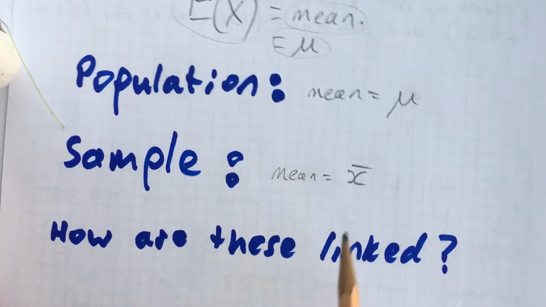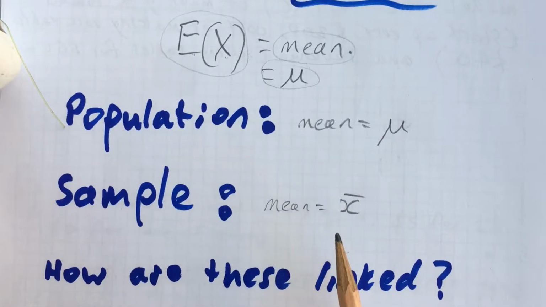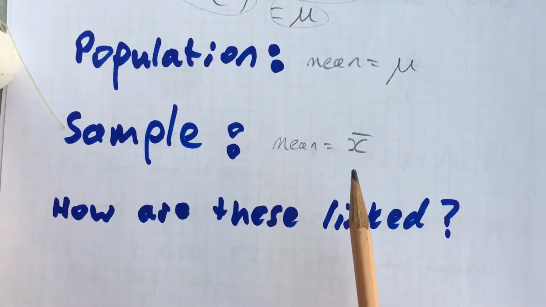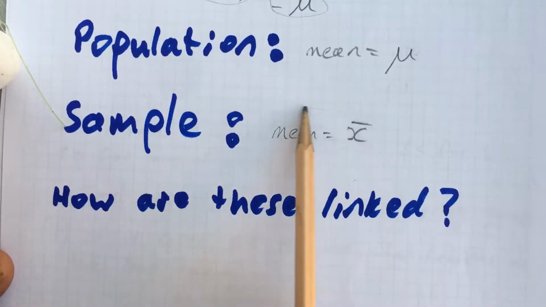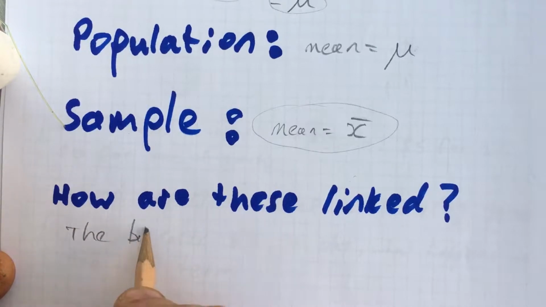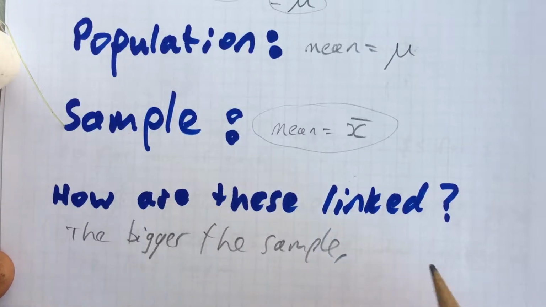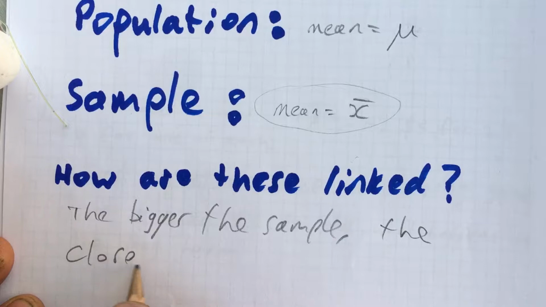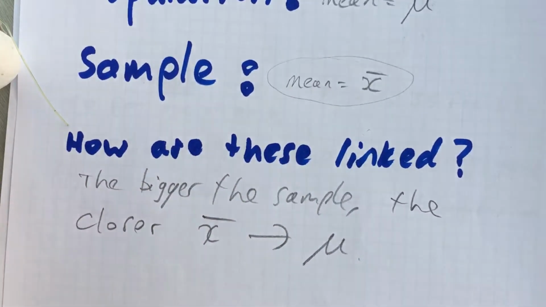So how are these linked, by the way? How's the mean of a sample linked to the mean of a population? Well, I guess this makes a fair bit of sense. How they're linked is that the bigger your sample is, the closer, and this makes a lot of sense of course, the closer the sample mean gets to the population mean. So that's something that's actually in the syllabus.